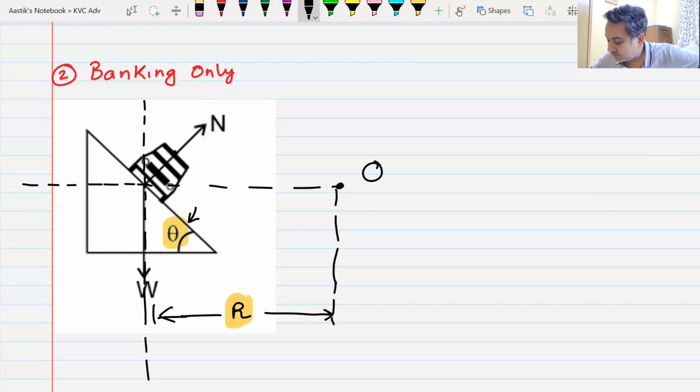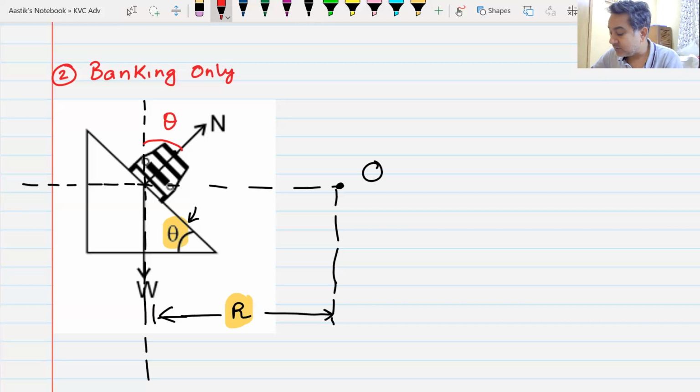This angle is theta. And geometry will tell us that this angle is also theta. Sir, it's mu s g cos theta r. Mu s g? What is mu s? Mu s into g cos theta r. What is mu s here? Coefficient of static friction. Have you read the heading of the topic? Banking only. Use banking. So there's no mu s.